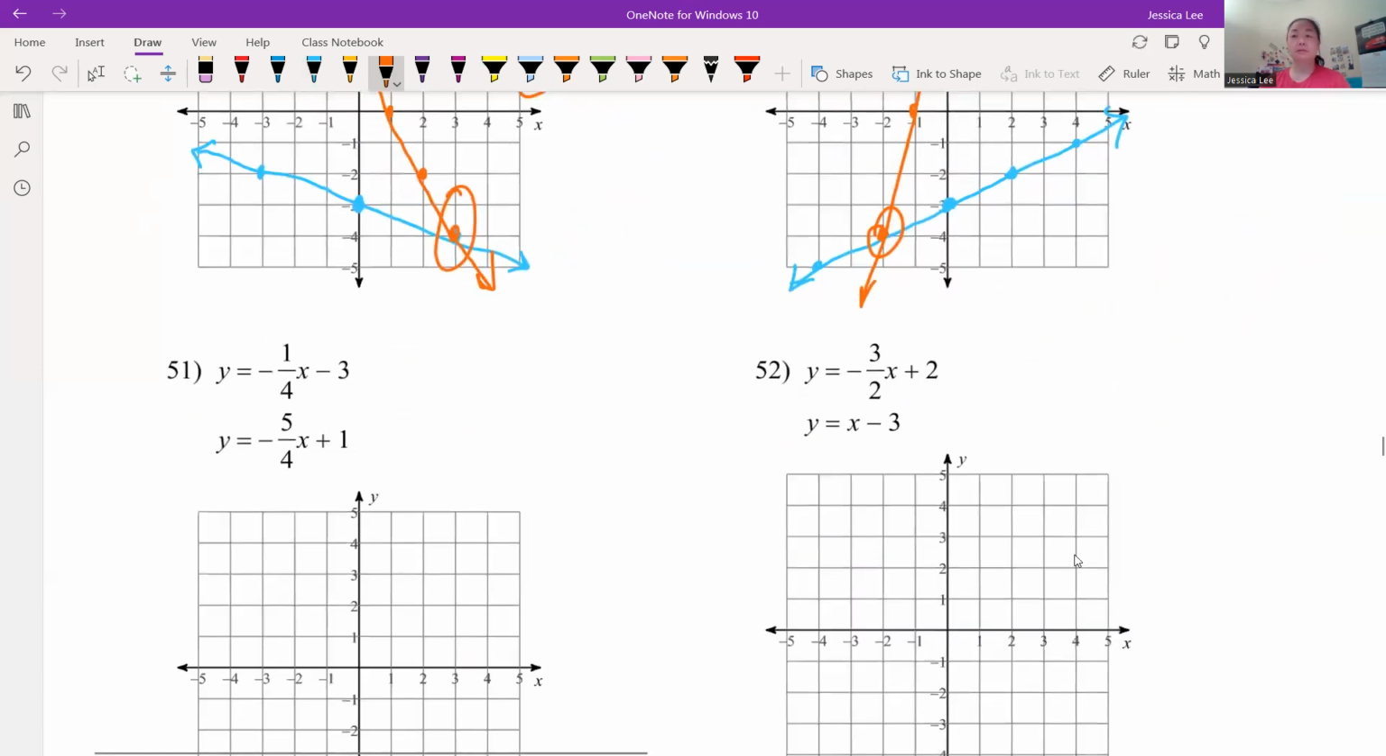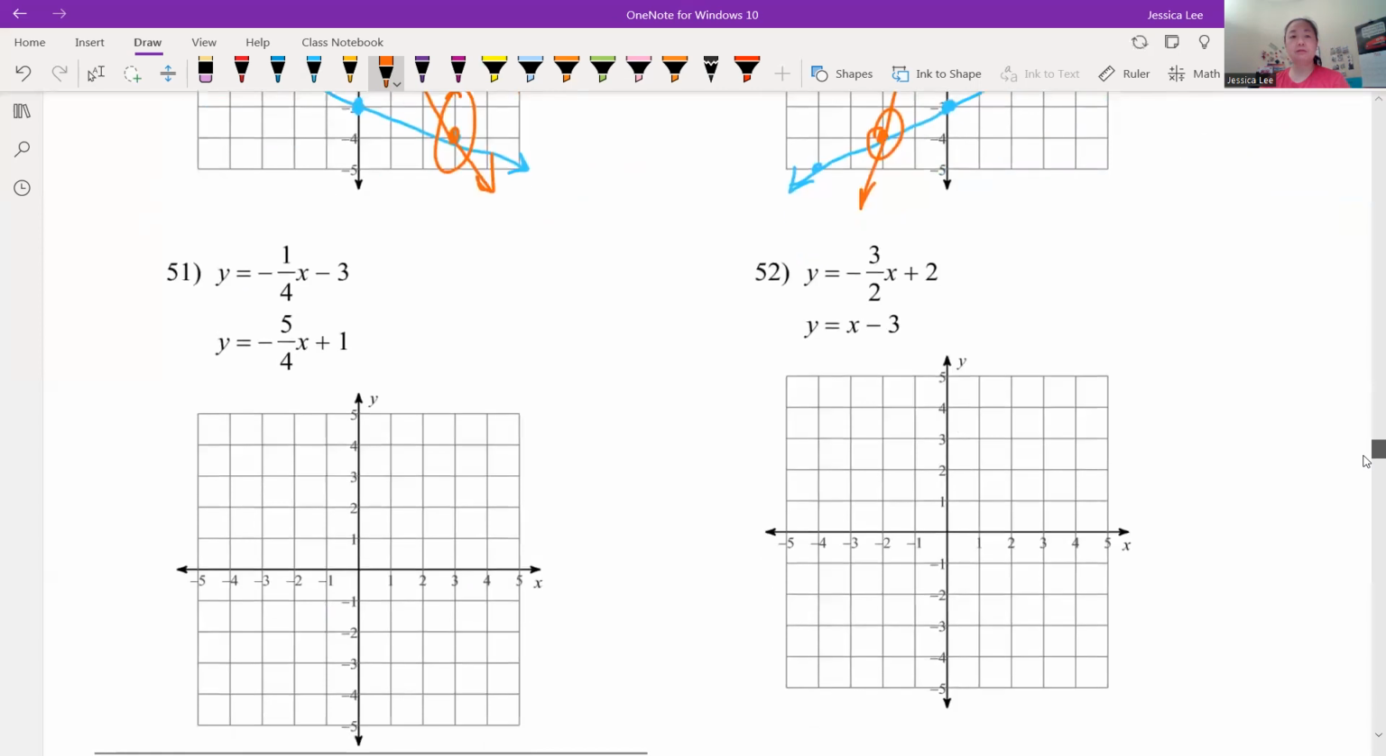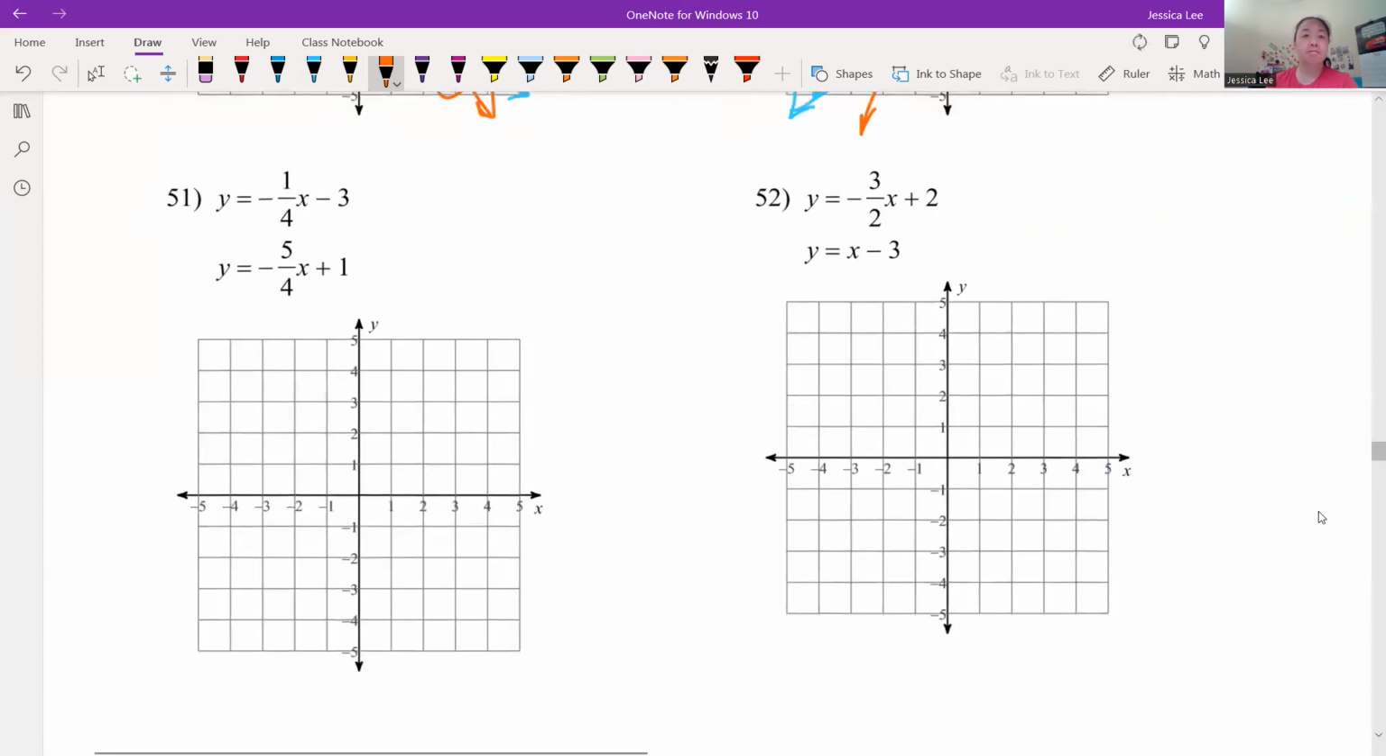All right. Moving on to 51. Okay, we're starting at -3, so on our y-axis, -3. Our slope is -1/4. So up 1 to the left 4, or down 1 to the right 4. Draw that line, just like that.